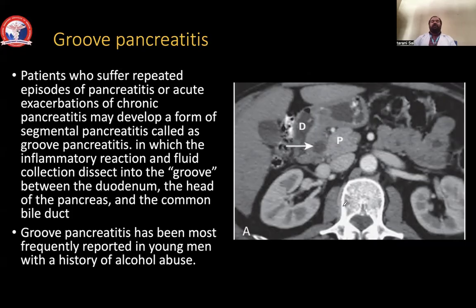Groove pancreatitis should be distinguished from pancreatic head adenocarcinoma. And how will you differentiate these both? By a sign called the duct interruption sign. The duct is interrupted in carcinoma of the head of the pancreas, but the duct penetration sign is seen in groove pancreatitis. Here, this is a CT image taken at the portal venous phase, showing a well-defined non-enhancing mass noted in the groove of the pancreas between the head and the duodenum, with no evidence of adjacent inflammatory changes.